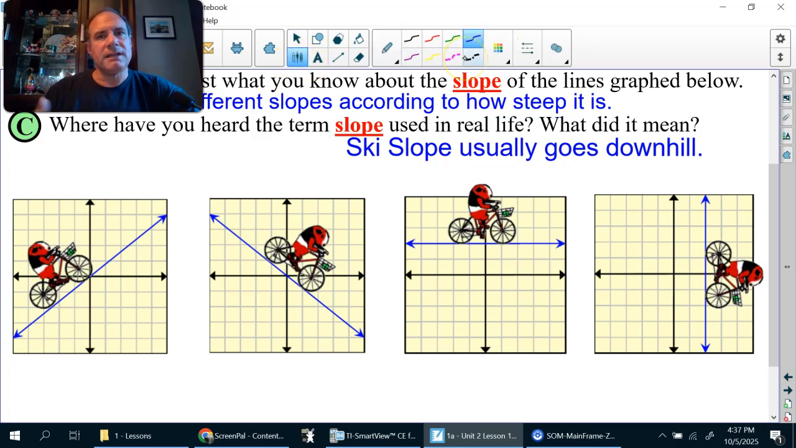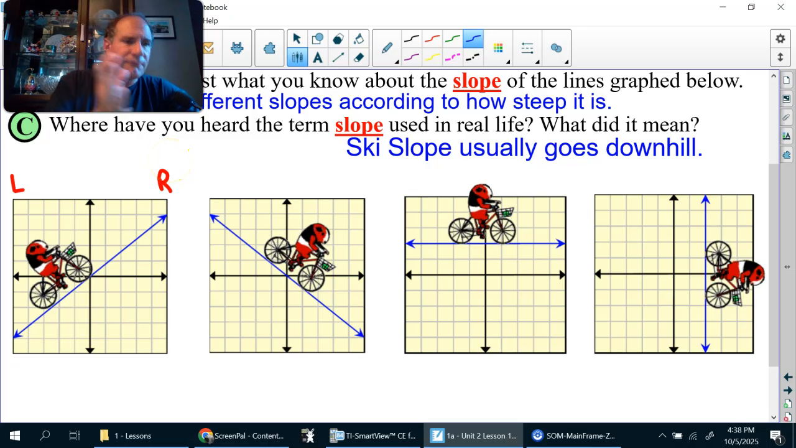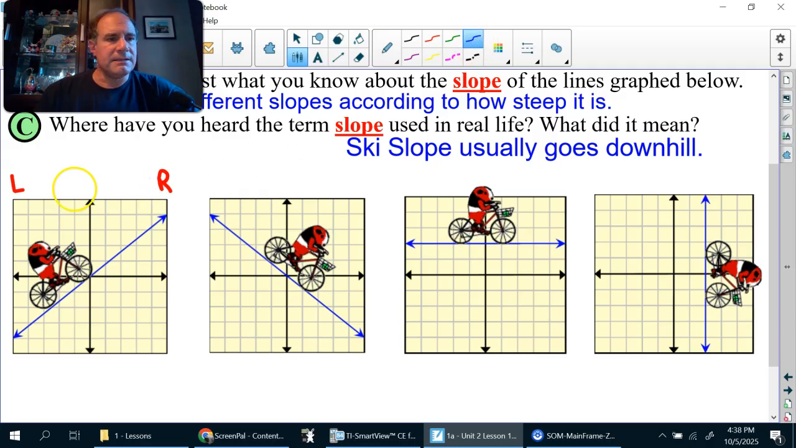And the way you read a graph is from left to right, like you read a book. When you're reading a book, you go from left, L, to right, R. So everybody put L and R on the top of each graph. Then you could tell that from the left, this hamster is traveling up. So that means this line has a positive slope.